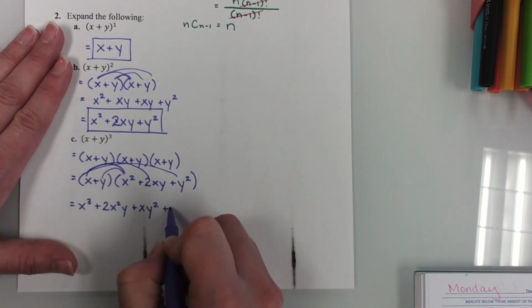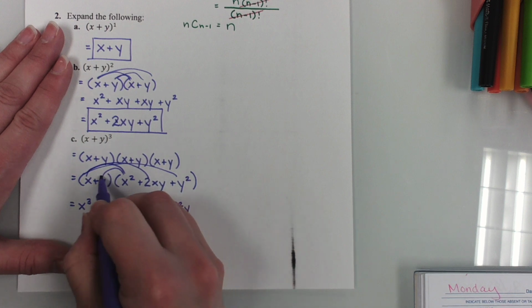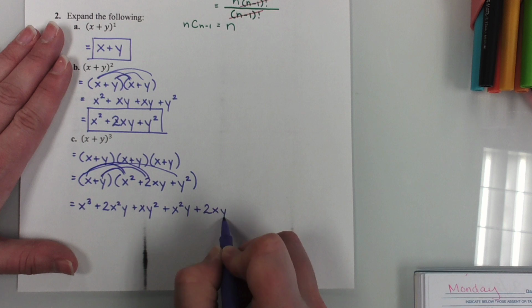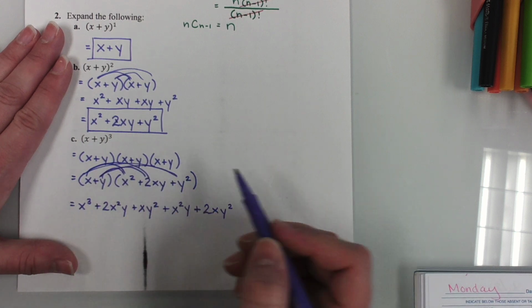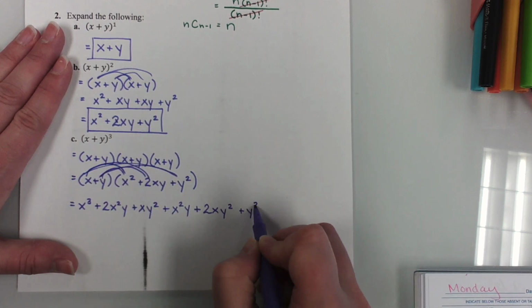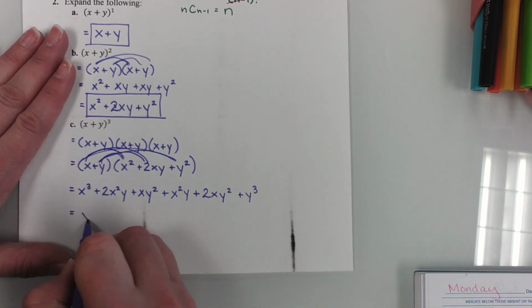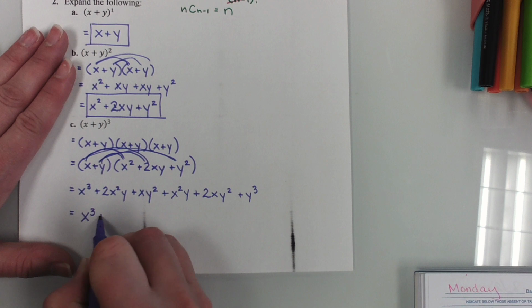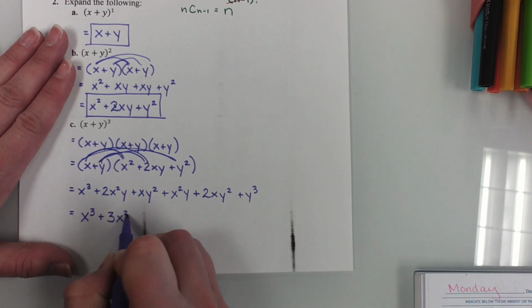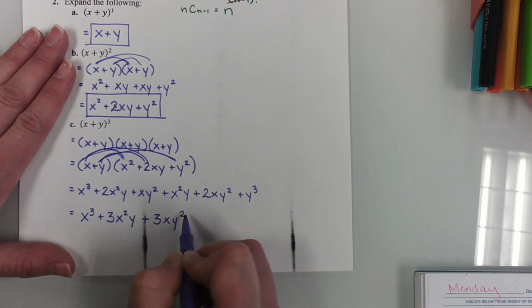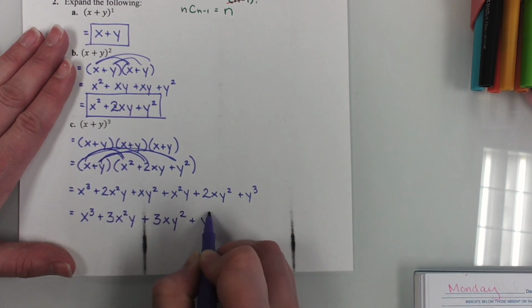Y times x is x squared y. Y times 2xy is 2xy squared. Y times y squared is y cubed. Combine my like terms, I get x cubed plus 3 x squared y plus 3 xy squared plus y cubed.